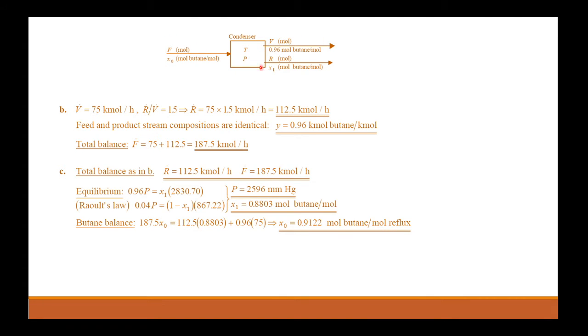To find F, we can perform a total balance. In equals out, so F is 75 plus 112.5, and that gives you 187.5 kilomoles per hour coming into the condenser. The compositions in the feed and the product stream are identical, which is 0.96 kilomole of butane per kilomole. So this is the mole fraction of butane in both the product and the feed stream. Quite simple and straightforward.